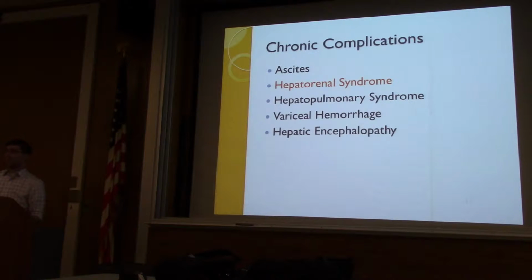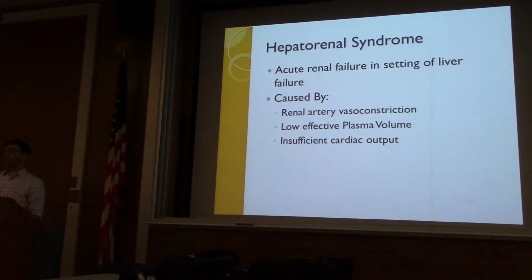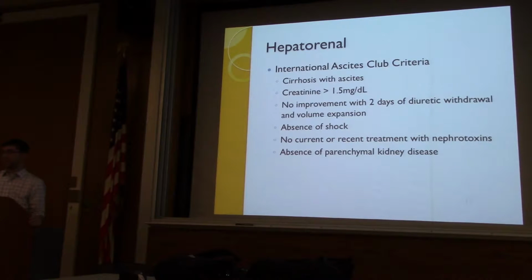Another chronic complication is hepatorenal syndrome. This is liver failure in the setting of someone with otherwise normal renal function, who now progresses to renal failure. It's caused by essentially a low effective plasma volume seen by the kidneys, causing vasoconstriction, and it also sees a decreased cardiac output.